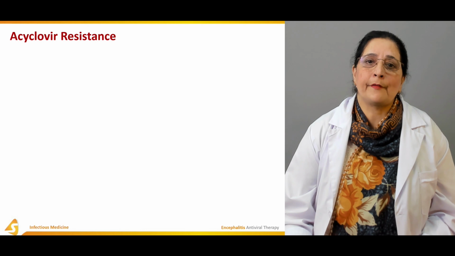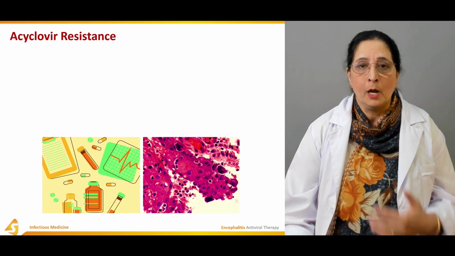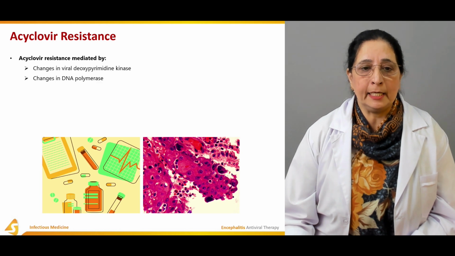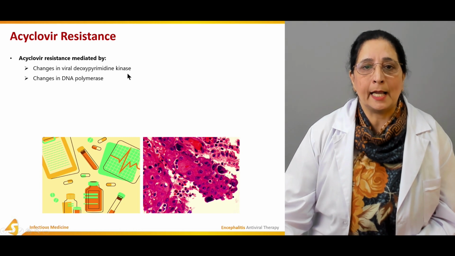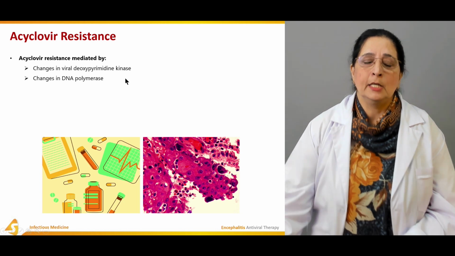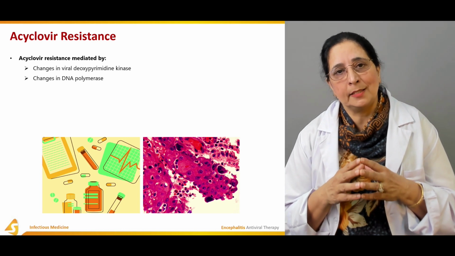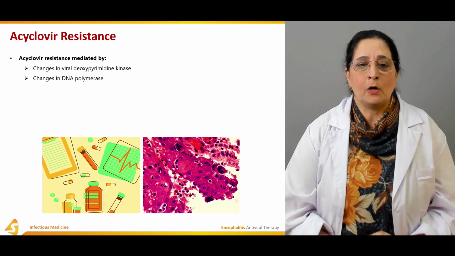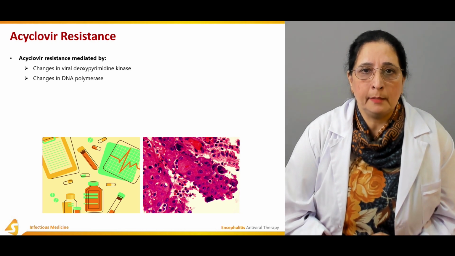Next is Acyclovir resistance. Sometimes patients do not respond to Acyclovir. What are the causes of that Acyclovir resistance? It is mediated by changes in the viral deoxypyrimidine kinase. It can cause changes in DNA polymerase. So these are two factors that cause resistance to Acyclovir: changes in the virus itself, viral deoxypyrimidine kinase, and changes in DNA polymerase.